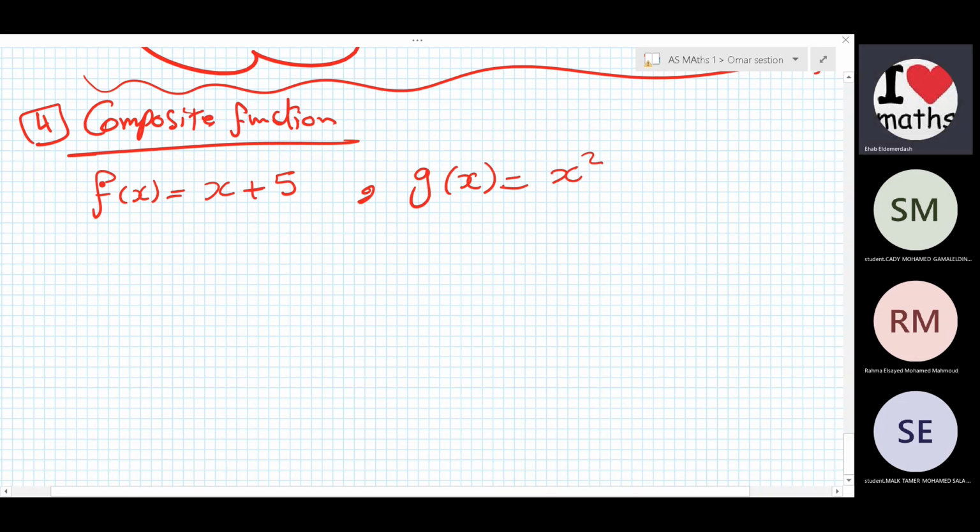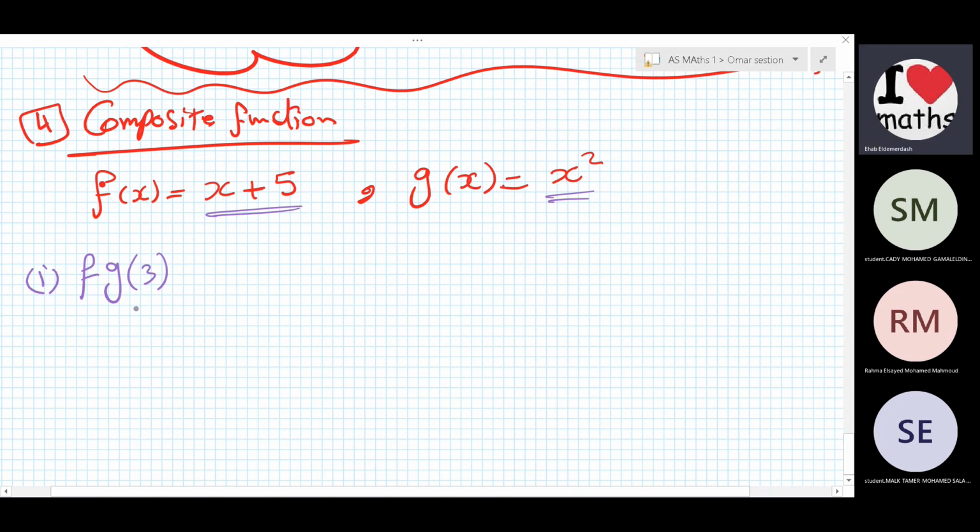Let's go for this one. f of x is x plus 5, and g of x is equal to x squared. If I have these two functions and I am talking to you regarding the composite, it means you have to work from one function into the other. For example, if I need f of g of 3, what should happen for f of g of 3? You have to start the function from inside to outside.